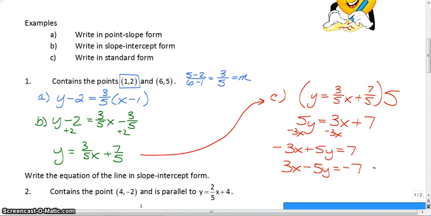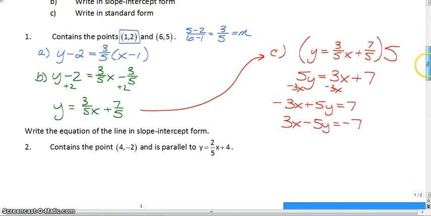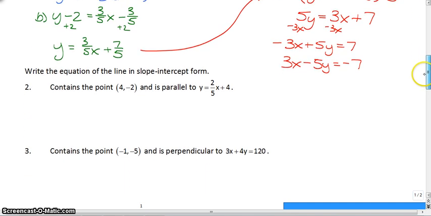So on a quiz or a test, if you're given 2 points, honestly, that is the best way to do it. Just start with point slope, distribute, and make it into slope-intercept form, and then finally get rid of any fractions and get it in ax plus by equals c for standard form.